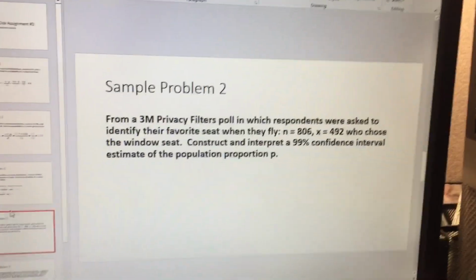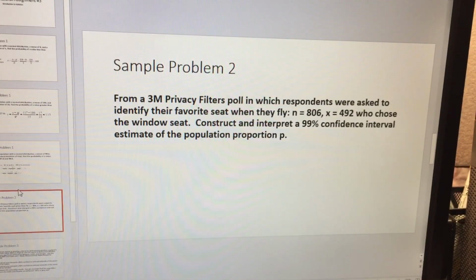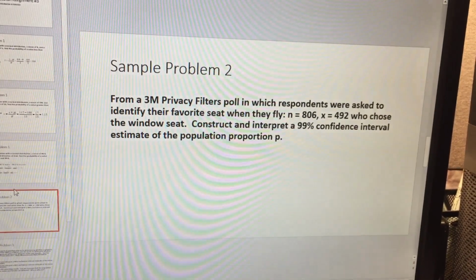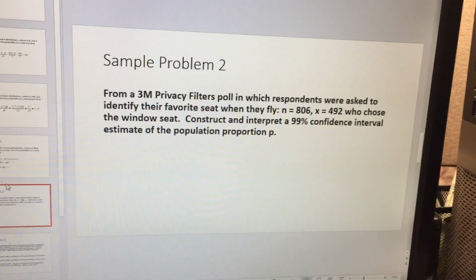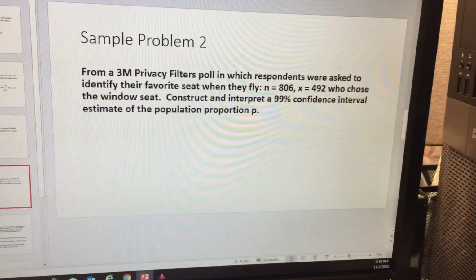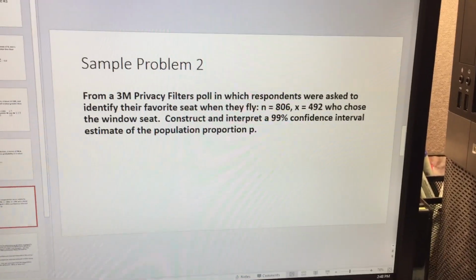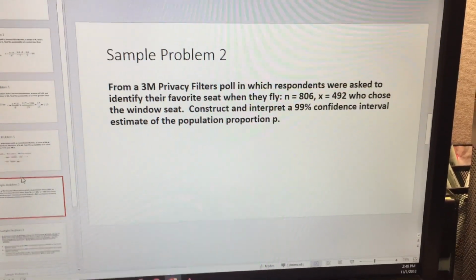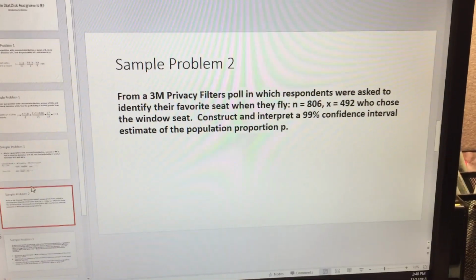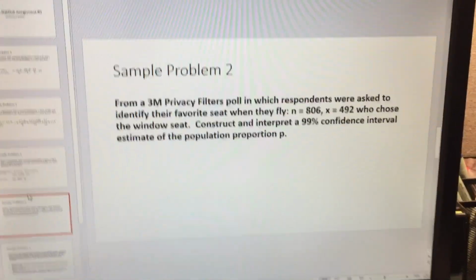Okay, on to sample problem number 2. From a 3M privacy filters poll in which respondents were asked to identify their favorite seat when they fly, n equals 806, x is equal to 492, who chose the window seat. Okay, there were 806 people that responded, and 492 chose the window seat. Construct and interpret a 99% confidence interval estimate of the population proportion p.